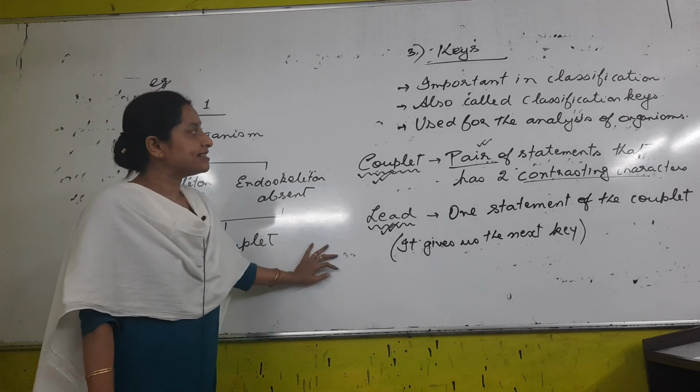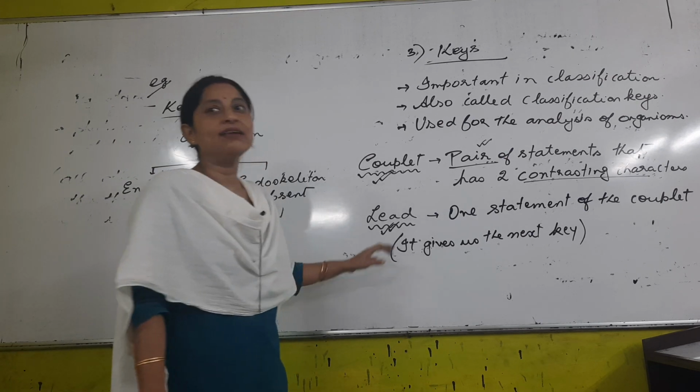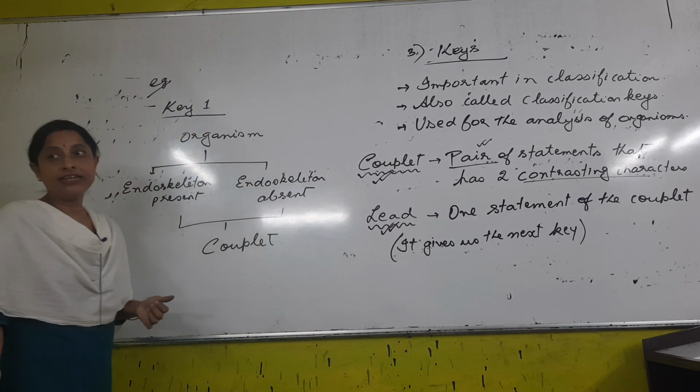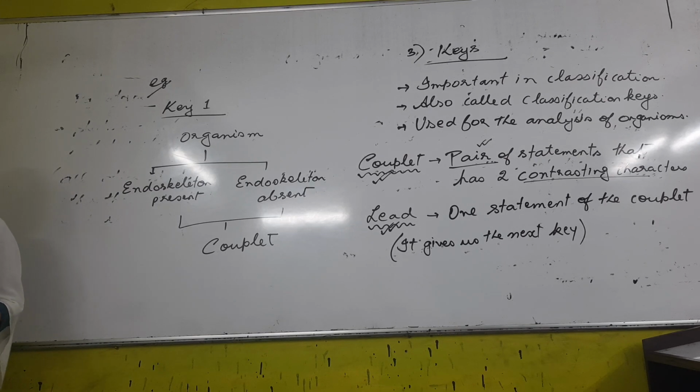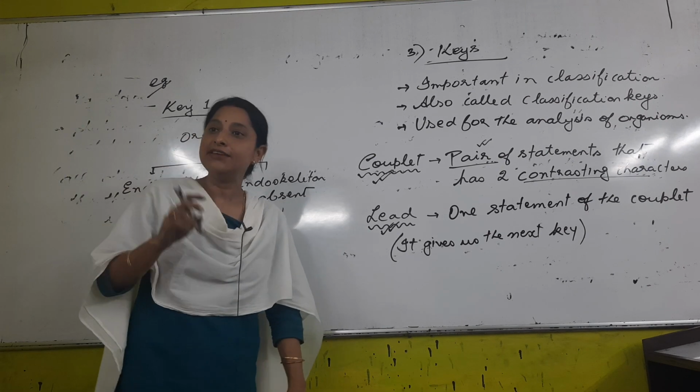Okay, so the next taxonomic aid is called key. What is a key? It is nothing but a collection of statements, right? When you go for identifying an organism, there are certain keys, and by studying those keys you can identify the organism. As I said, a key contains only certain information.